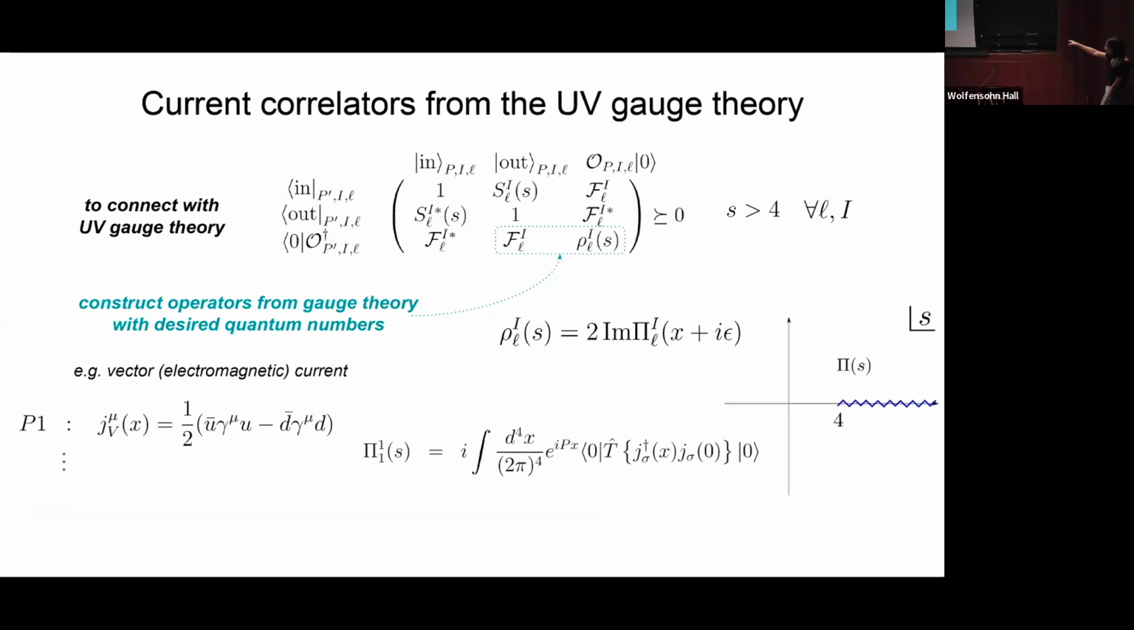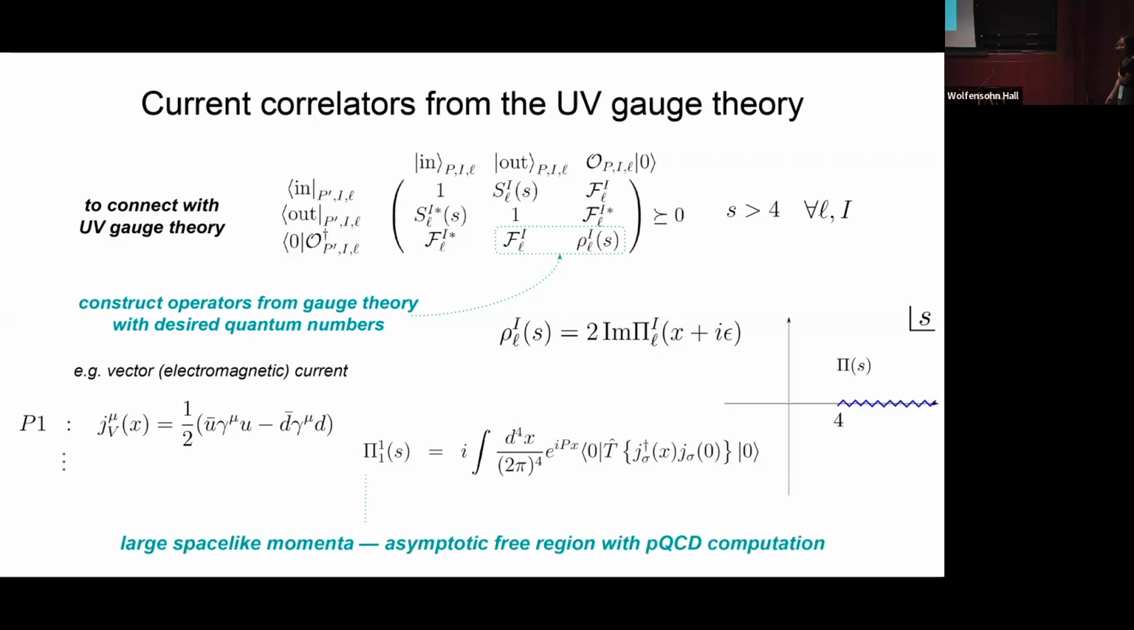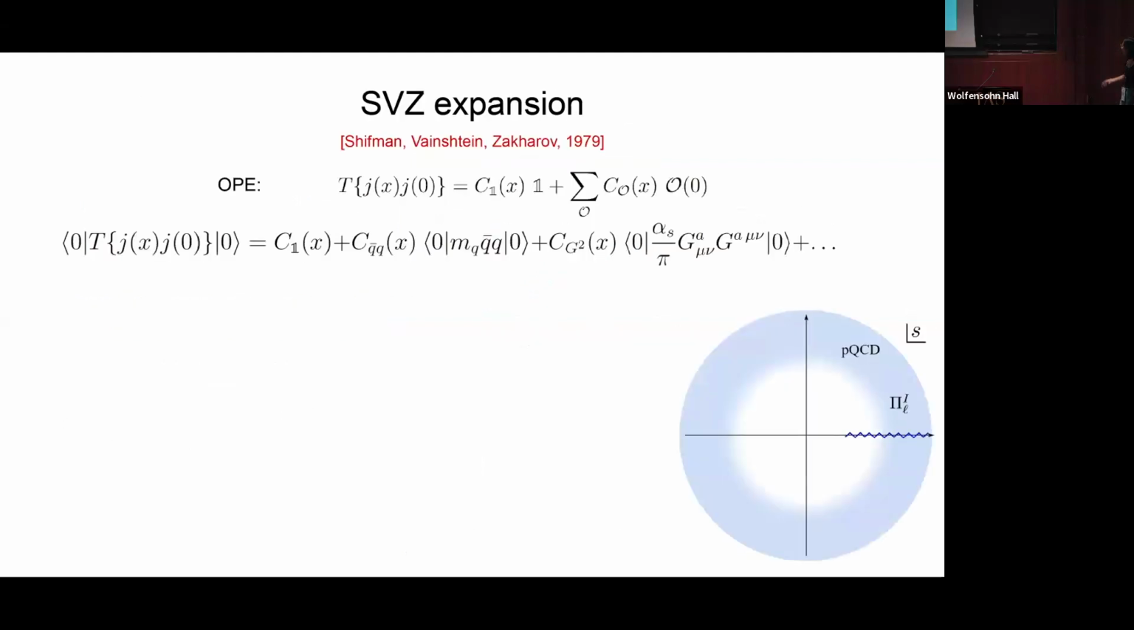And taking the Fourier transform of its time-ordered 2-point function, we get a vacuum polarization, which is an analytic function in S with a cut from 4 to infinity. And the discontinuity across the cut is the spectral density. Now comes the key point. When we're at large space-like momenta, we're in the asymptotically free region, so the vacuum polarization is controlled by perturbative QCD. And to do that, we will use the famous SVZ expansion.